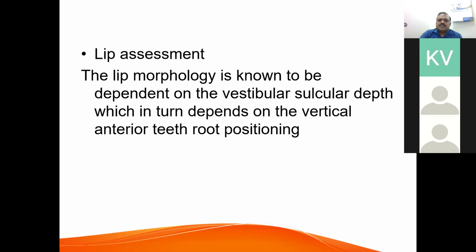So the morphology of the lip depends upon how much the vestibular depth is. That decides the morphology of the lip, which in turn depends upon the vertical positioning of the roots of the anterior teeth, whether they are proclined or retroclined anteriors, which will alter the soft tissue morphology overlying that.